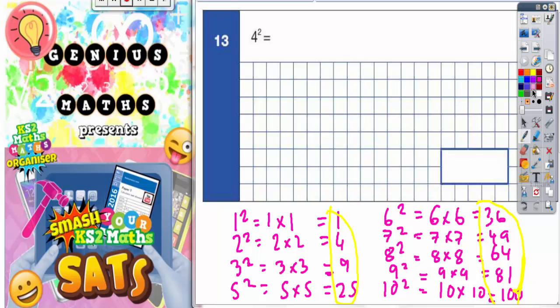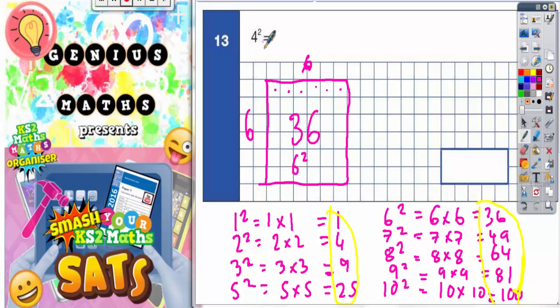The reason why they are square numbers is because, for example, 6 squared would mean a 6 by 6 square, and that square is 6 down, 6 across. But inside that, you've got 36 mini squares. If you counted all these squares up inside the square, there would be 36 mini squares. So that's why 6 squared is 36.